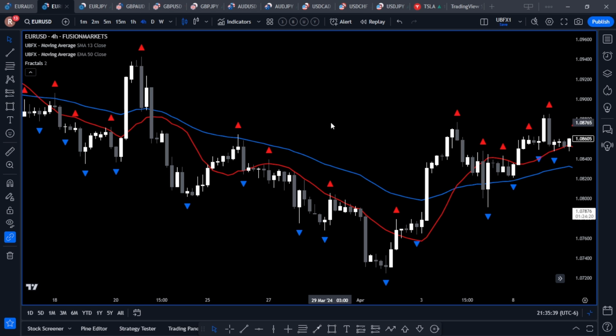And other times, we're going to find signals that might be a little bit different, but I'm going to show you what that signal is. Now, remember, we know how a fractal is built. So what we're looking for is a candle to form with 2 candles following it. So what we're seeing in this case is a red fractal above the market. We've got 2 candles that follow.